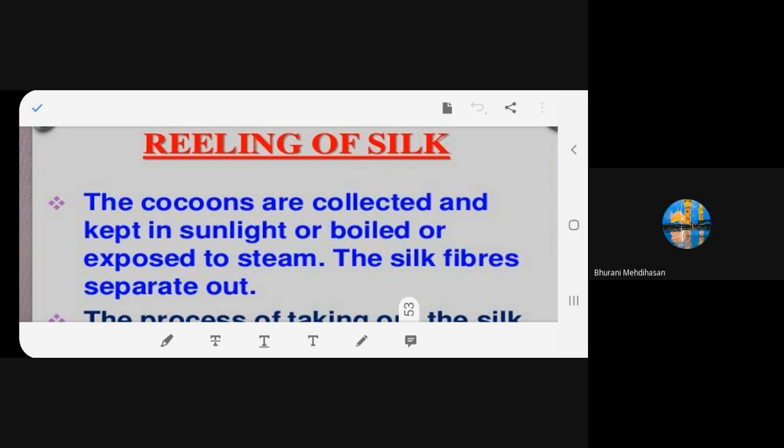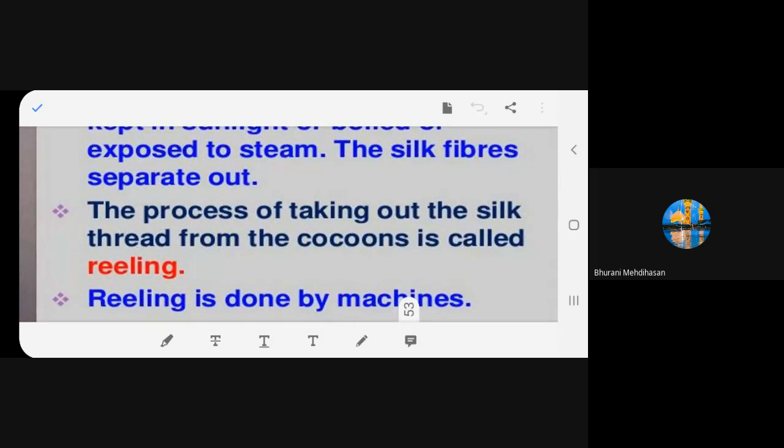Reeling of silk. The cocoons are collected and kept in sunlight or boiled or exposed to steam. The silk fiber separates out. The process of taking out the silk thread from the cocoon is called reeling. Reeling is done by machine.